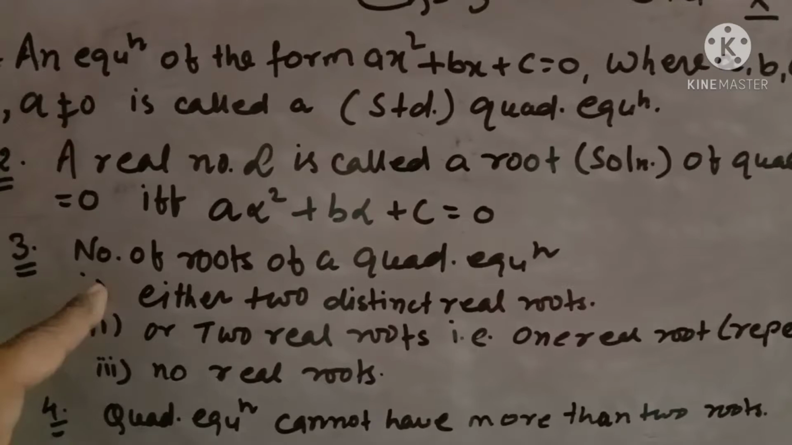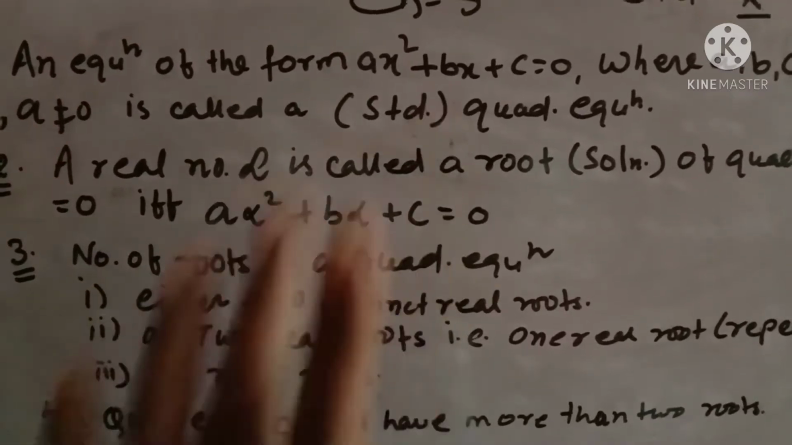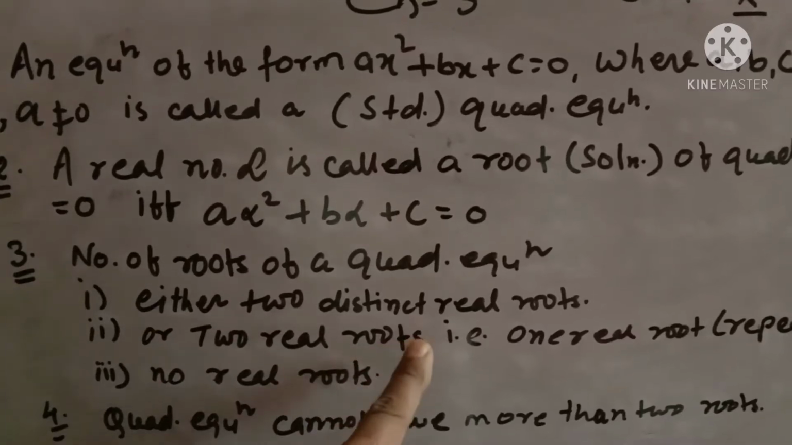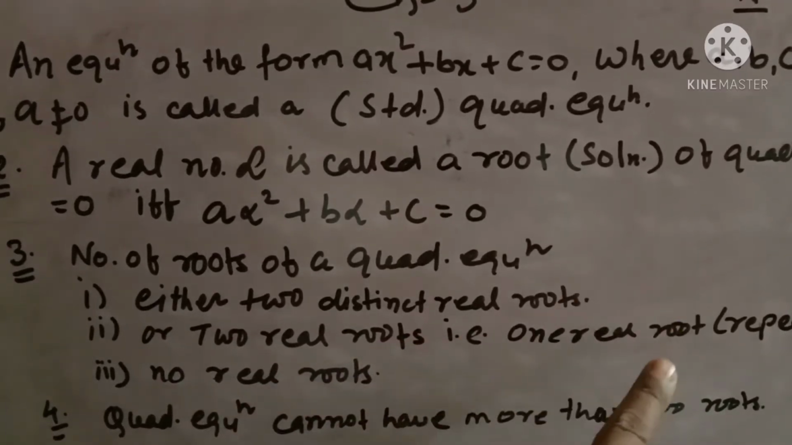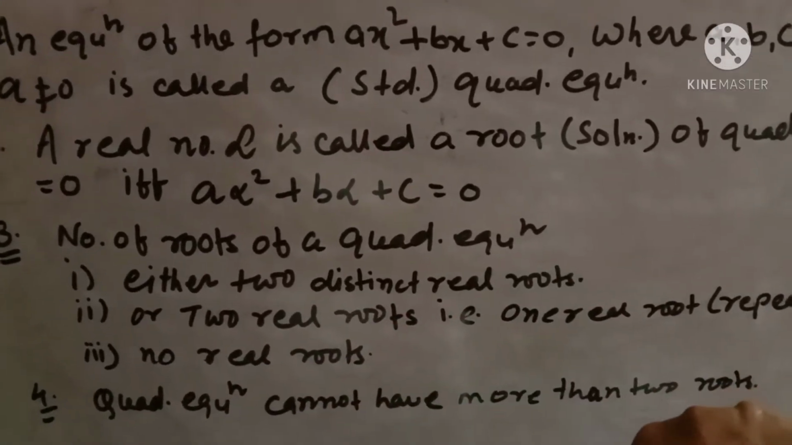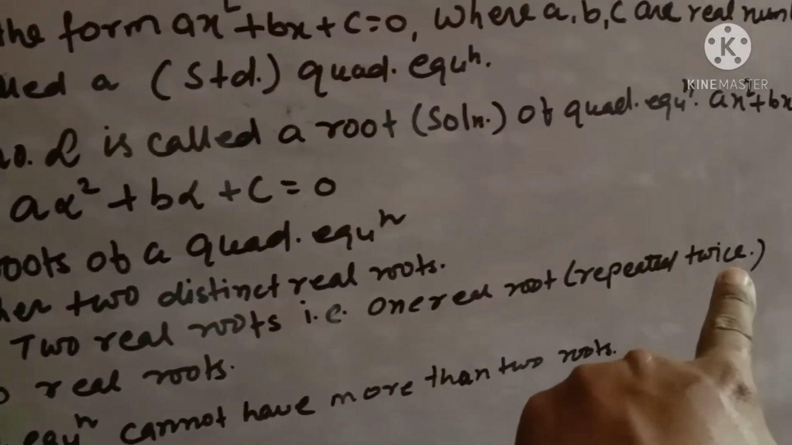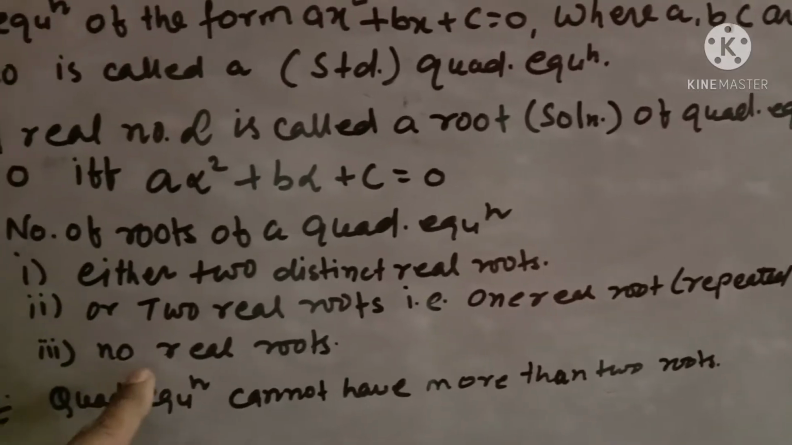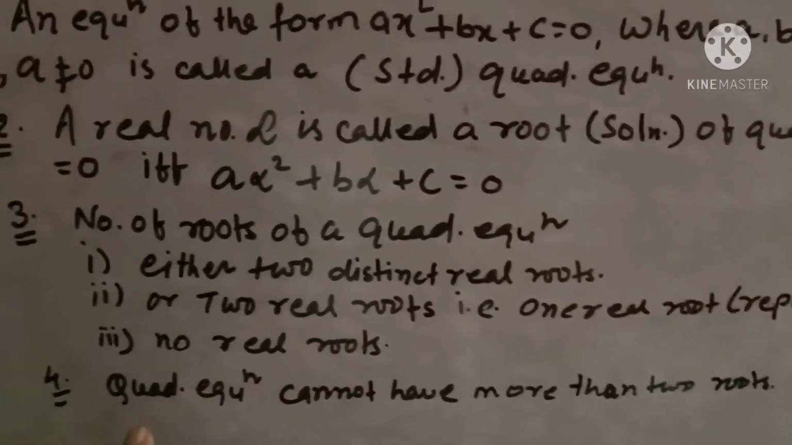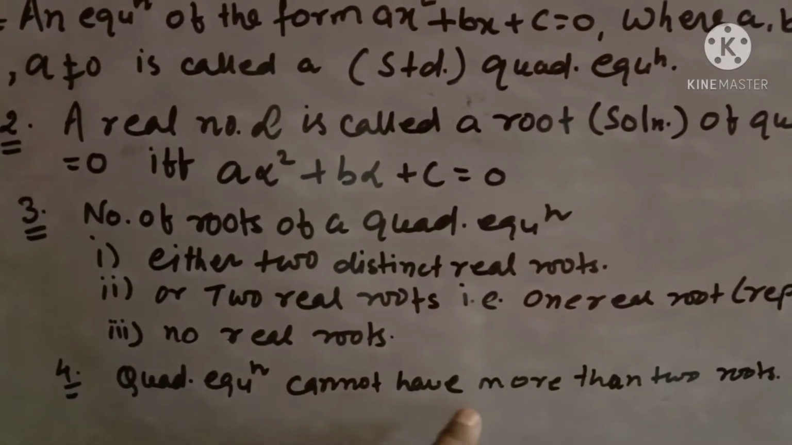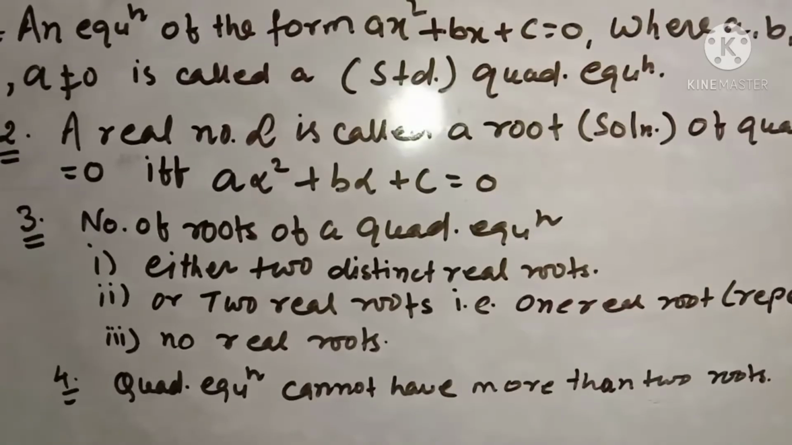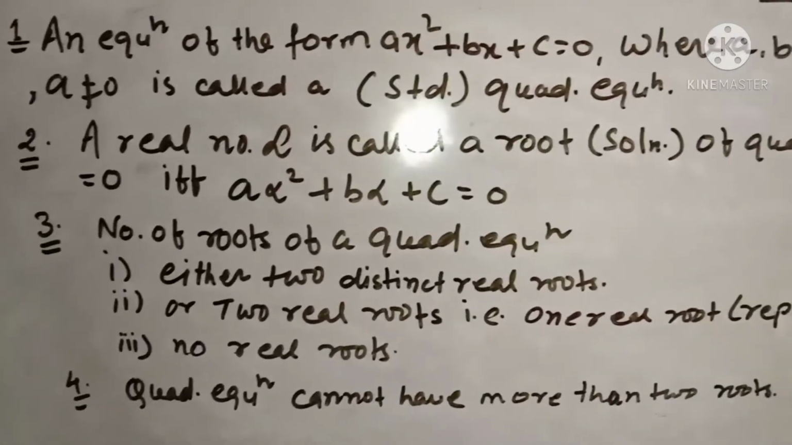Remember, the number of roots of a quadratic equation: either two distinct real roots, or two equal real roots, that is one real root repeated twice, and number 3, no real roots. Remember one thing, a quadratic equation cannot have more than two roots. Once again, please write down this note.